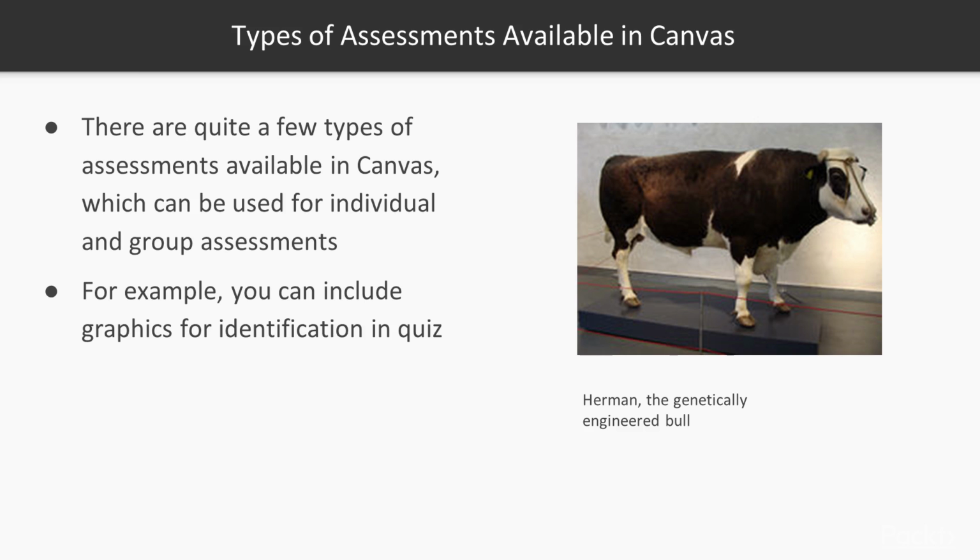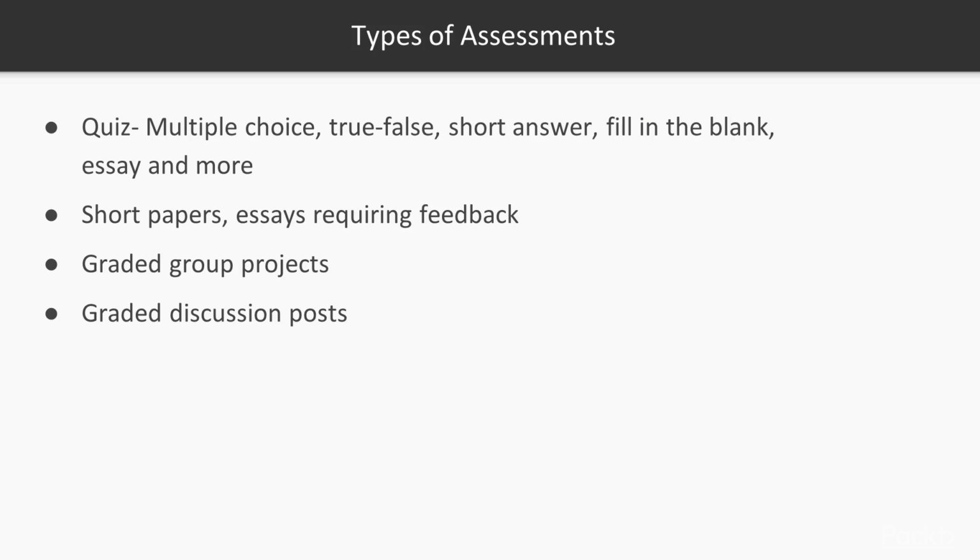So let's just take a look at Canvas. There are quite a few types of assessments that are available. They can be used for individual and group assessments. For example, you can use graphics for identification and quiz. Here's Herman, the genetically engineered bull. So you can use that in a quiz. So let's just take a look at the types of assessments. There's quiz and the different types of quizzes. Short papers, essays requiring feedback, graded group projects, and graded discussion posts.